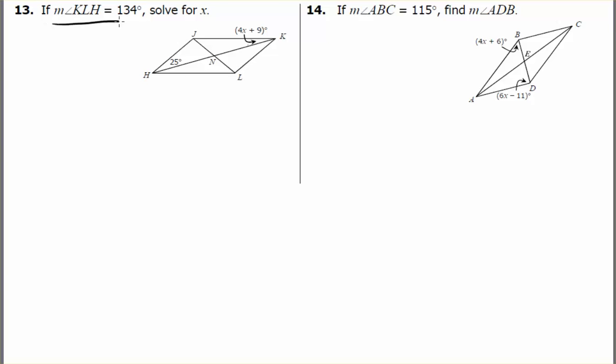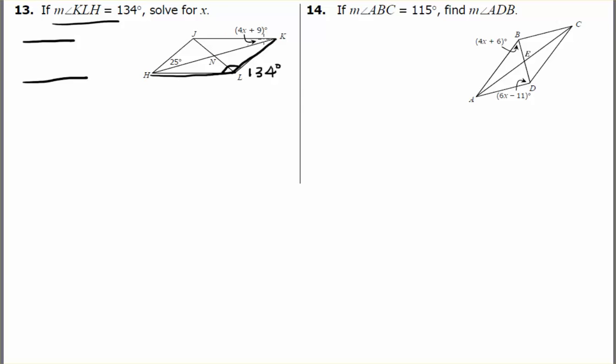So for 13 it says that angle KLH, so K to L to H, so this whole angle right here is 134 degrees. And then it also tells me that this little part over here is 25, and then this little part is 4x plus 9.